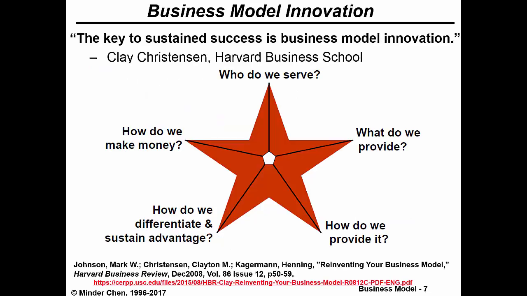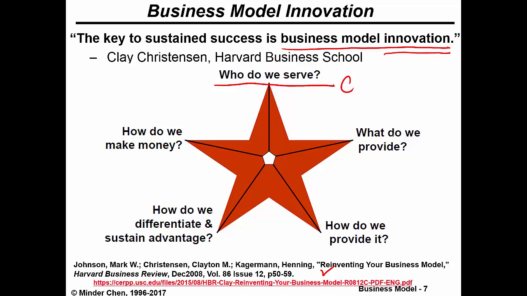Clayton Christensen considers the key to sustained success to be business model innovation, and focuses on the innovation part of it. And he has a simple 5 questions that he asks, which is documented in this article. First is, what do we serve? Which is like, who are your customers?